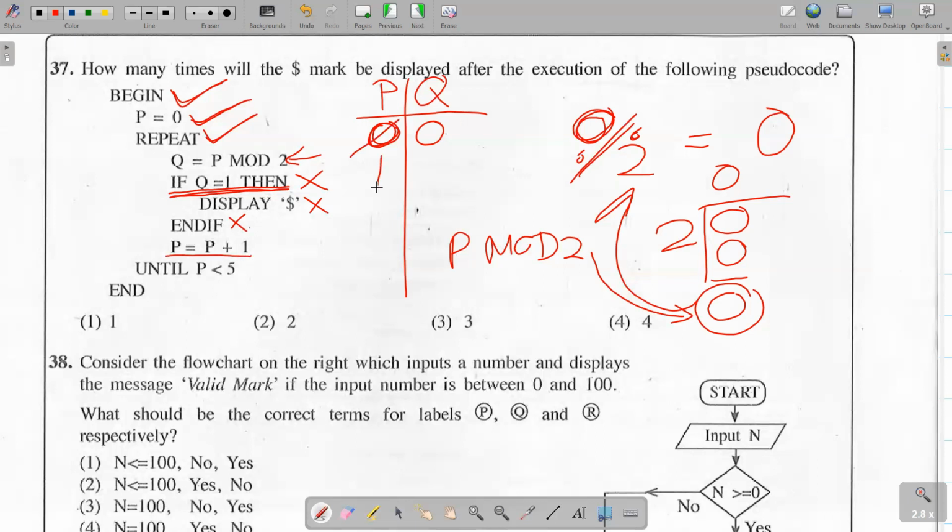So then it checks the condition, P less than 5. P is 1. 1 is less than 5. So this is true. In a repeat until structure, if the condition is true, the structure is going to come to an end. That means no dollar sign will be displayed. So that is why in your marking scheme, the answer for 37th is given as all. Right? So that's the reason.